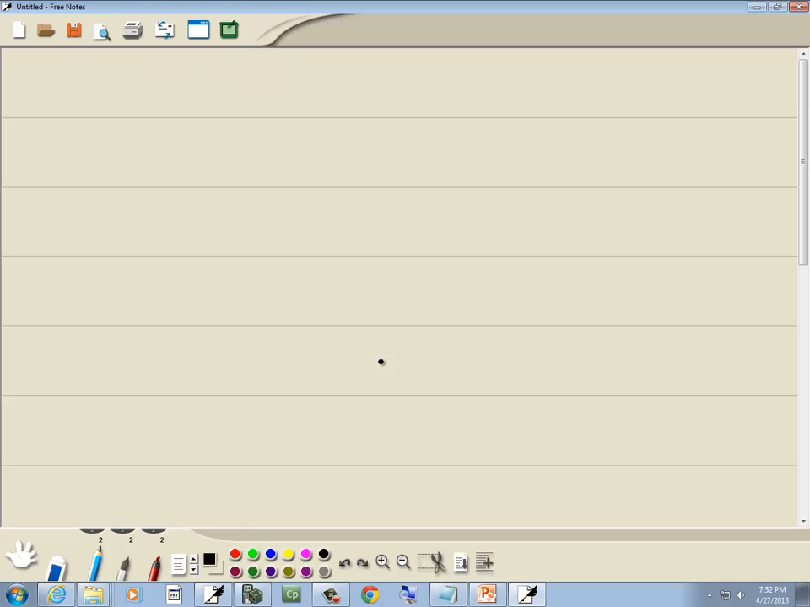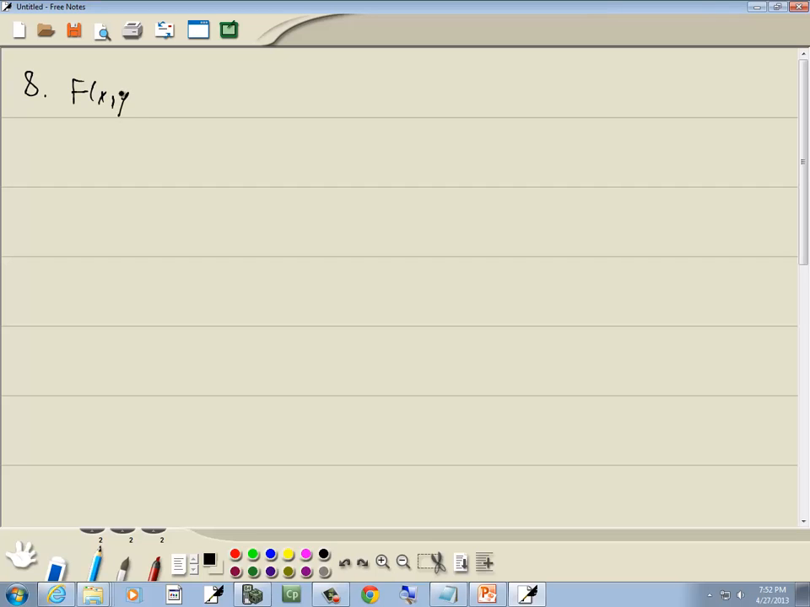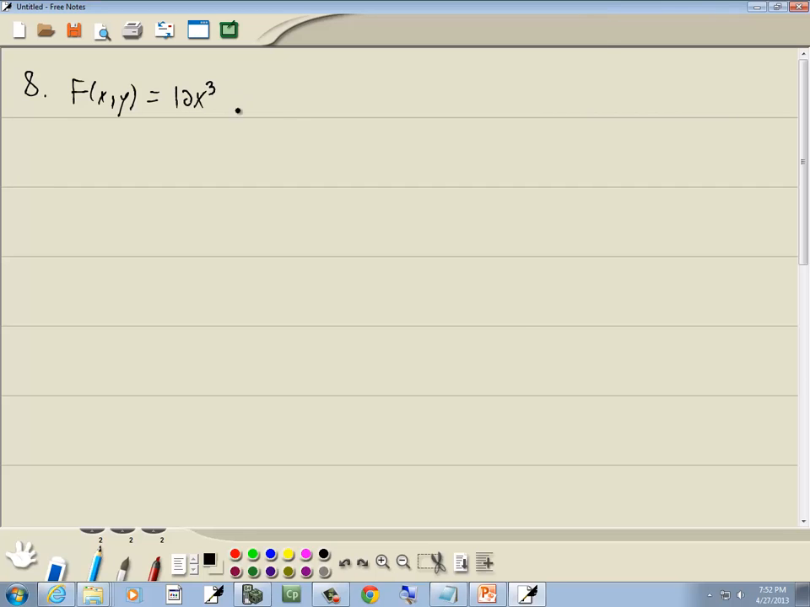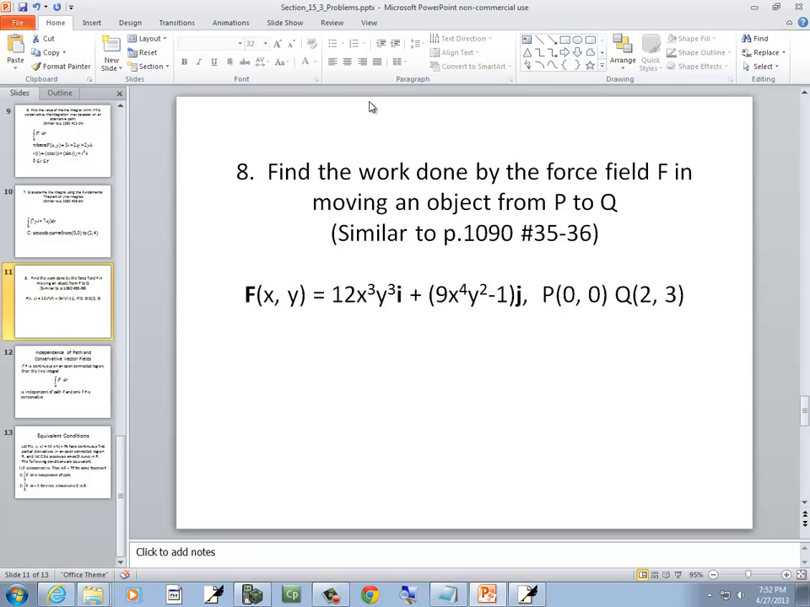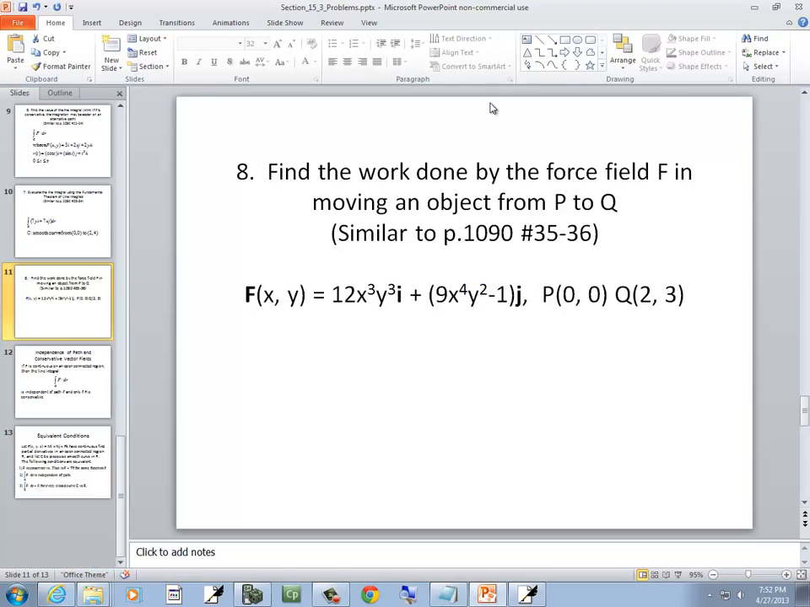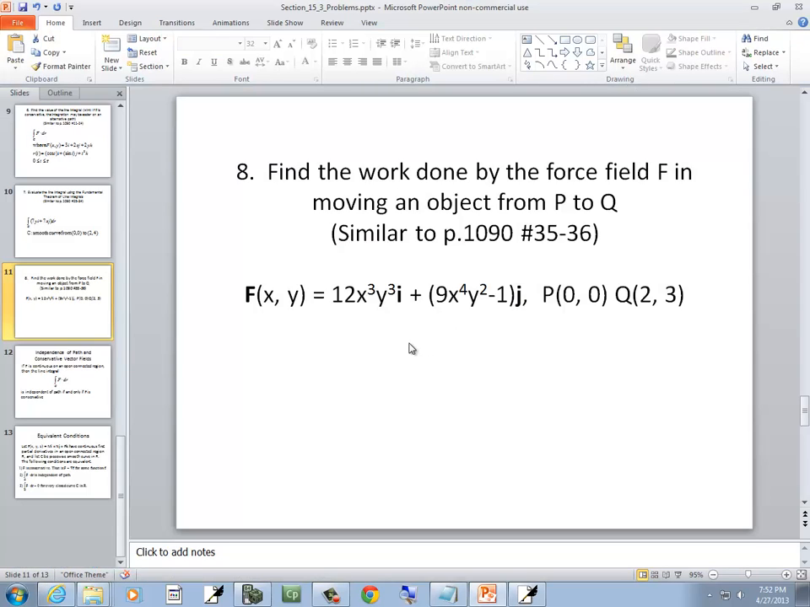Problem 8. We've got F(x, y) = 12x³y³ i + (9x⁴y² − 1) j, and we move from the points P to Q, so the direction is going like that. It says find the work done by the force field F in moving an object from P to Q.